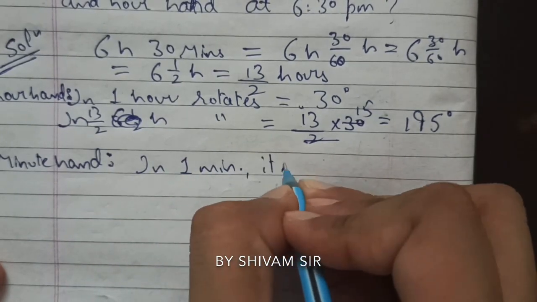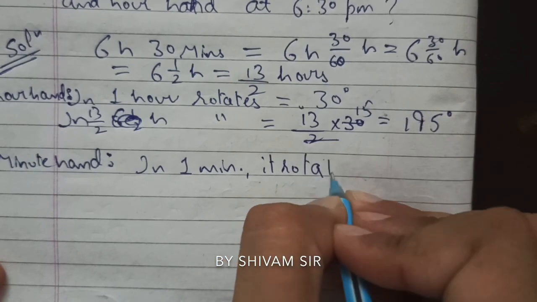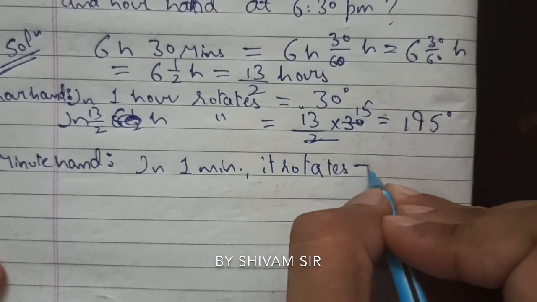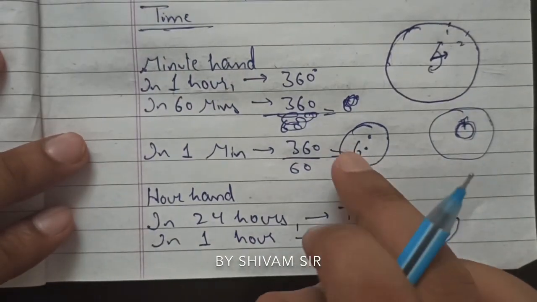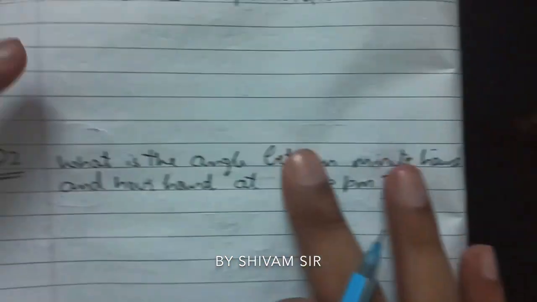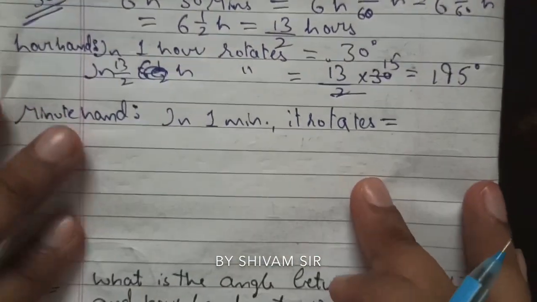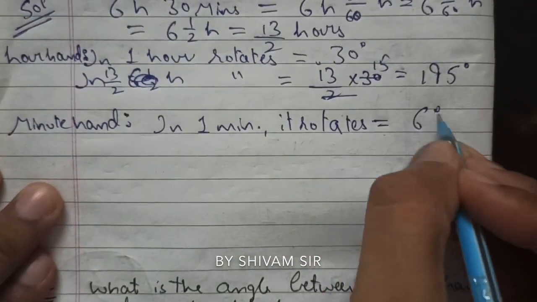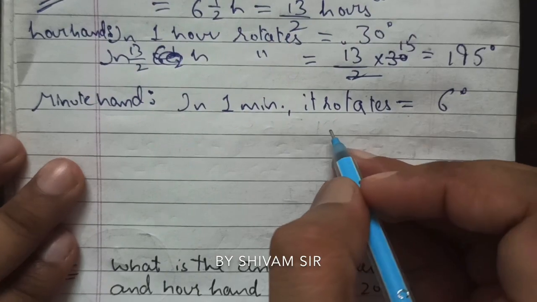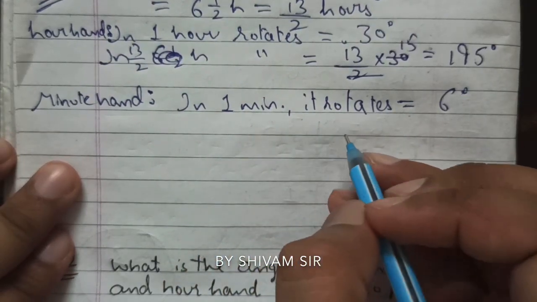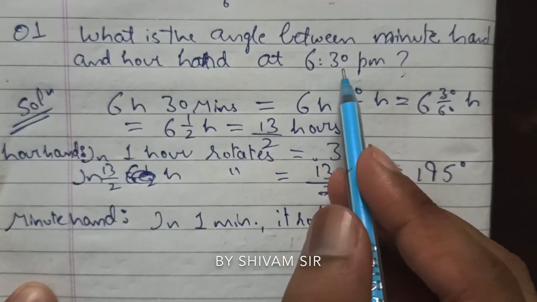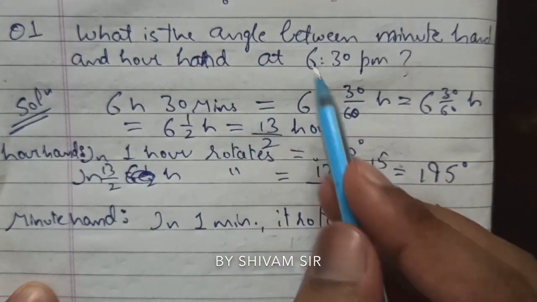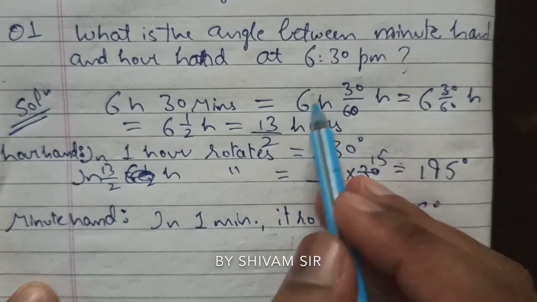it rotates by how many degrees? We have determined here, this is 6 degrees, right? So in 1 minute it rotates by 6 degrees. Very easy it is. Try to understand the procedure. So in 1 minute it rotates 6 degrees. So how many minutes do we have? We have 30 minutes, because in 6 hours the rotation will be completed by the minute hand, right?